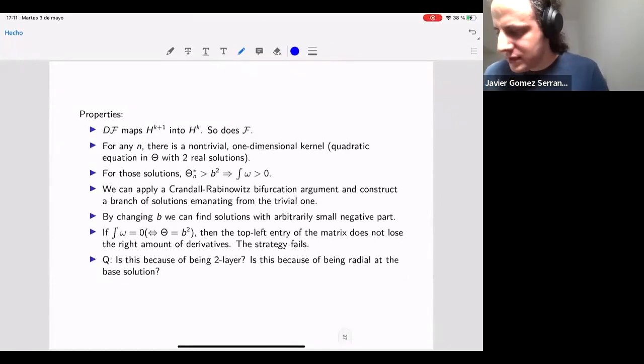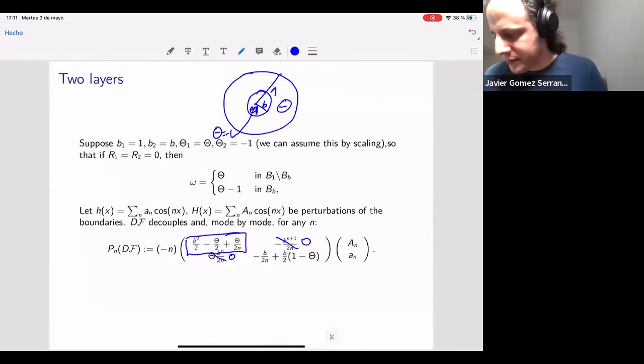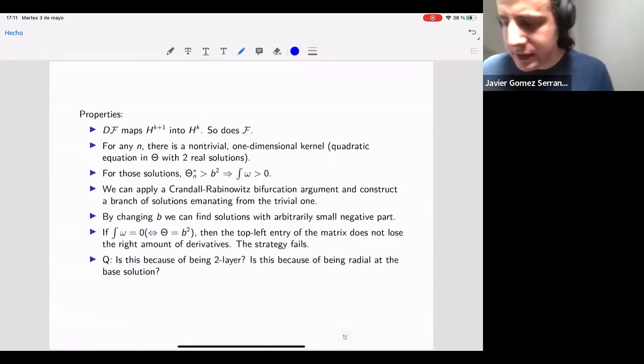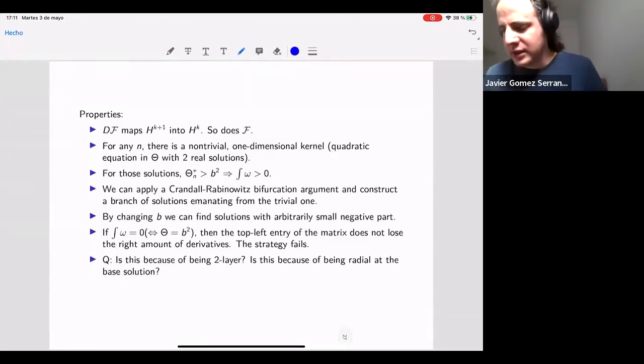Another thing that we should notice is that DF loses one derivative as long as theta is not 1, because we have minus n times b squared over 2, b squared minus theta, plus and so on. And here again there is another term which is of order n. So DF, if we look at it in Fourier, loses one derivative; F is the nonlinear part, DF is the linearization around the annulus, but they both map the starting space into the target space. So that's good. For any n, we can solve the quadratic equation coming from the determinant, and we find a non-trivial solution that leads to a one-dimensional kernel of DF.